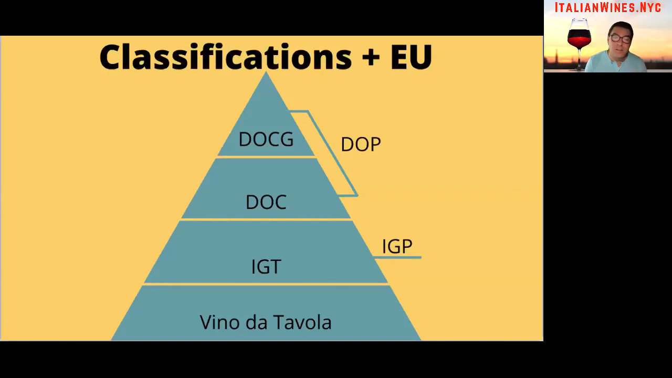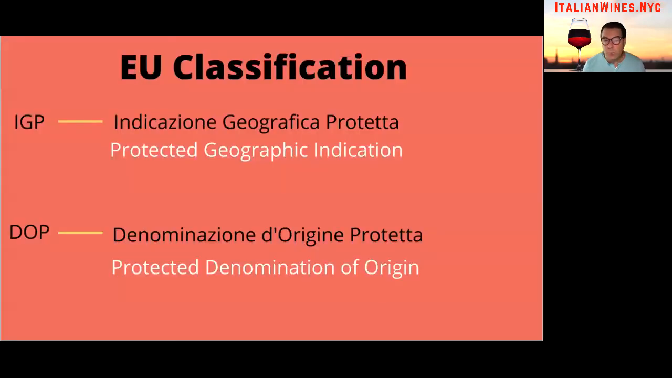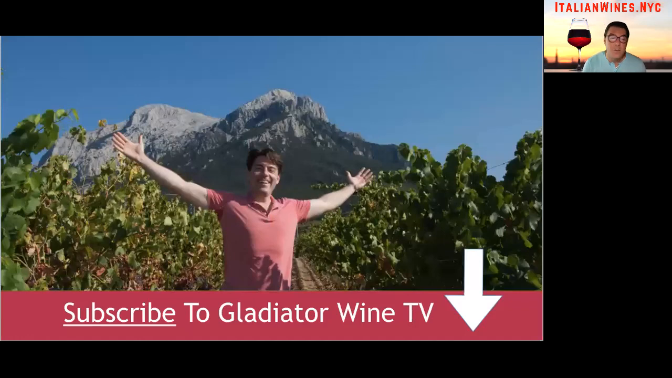In terms of understanding Italian classifications, I would just spend more time focusing on the original Italian pyramid and just know that the DOP or IGP show up from time to time. What do they mean? The IGP is very similar to the IGT. So instead of indicazione geografica tipica, this time it's with the EU, it's indicazione geografica protetta, which just means protected geographic indication. Then the DOP is denominazione d'origine protetta, which simply means protected denomination of origin. And that's it for Italian wine classifications.